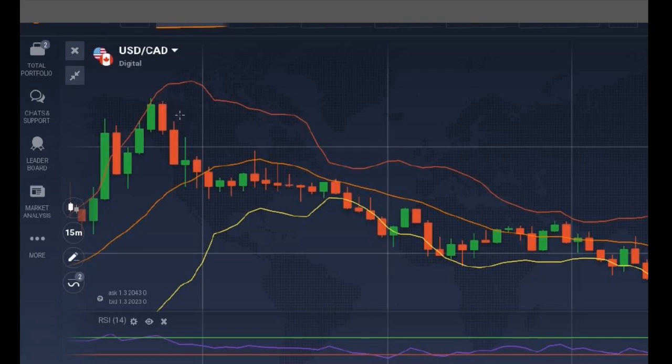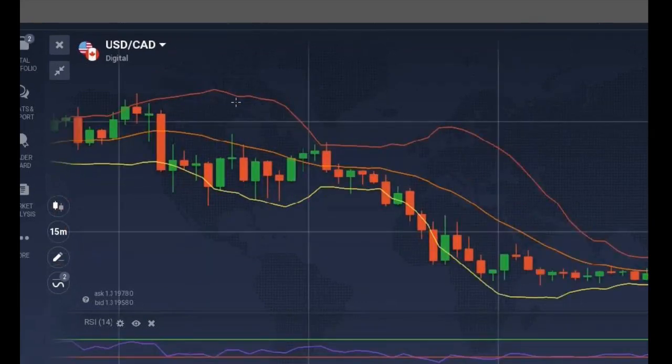Okay, so this is not a good setup. Let's move on. The next one is also USD CAD, and this is a very, very good setup.